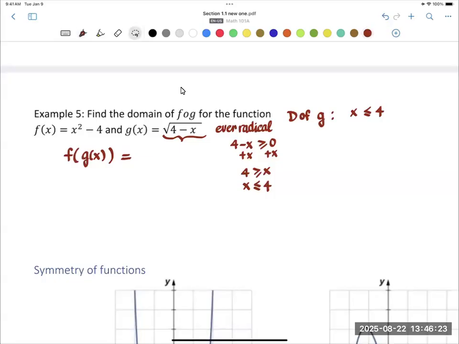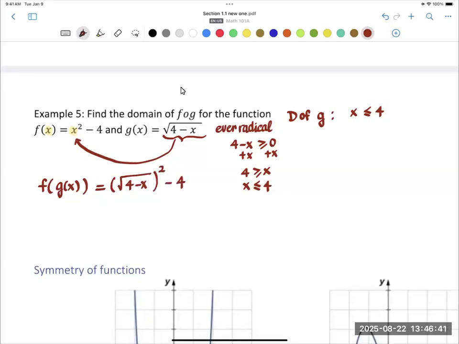f of g of x means g of x will become the input of f of x. So we're going to replace all the x values in the function f by the expression of g of x, which is the square root of 4 minus x, and the whole thing squared, and then minus 4. So it turns out we will have 4 minus x minus 4, and that gives you negative x. All right, so the function f of g of x is equal to negative x, and we can see the domain right here is actually all real numbers.